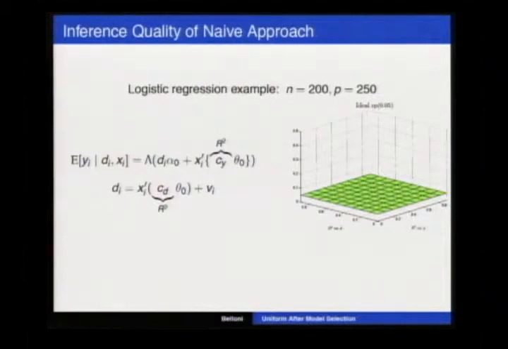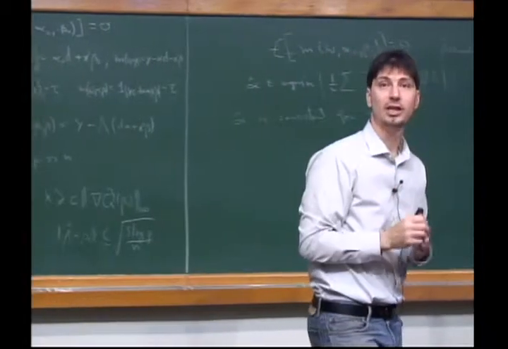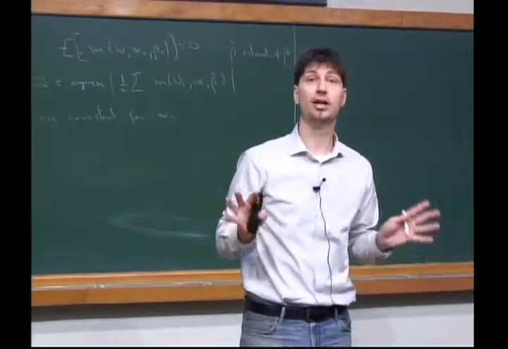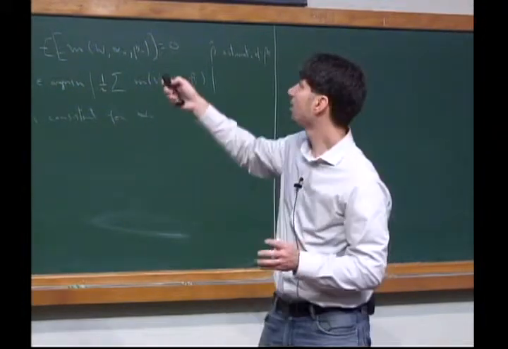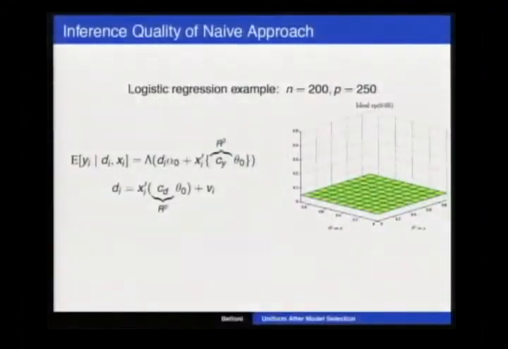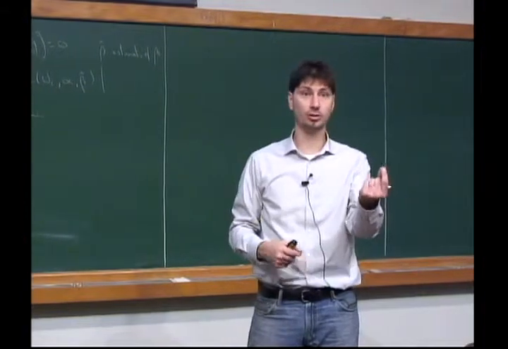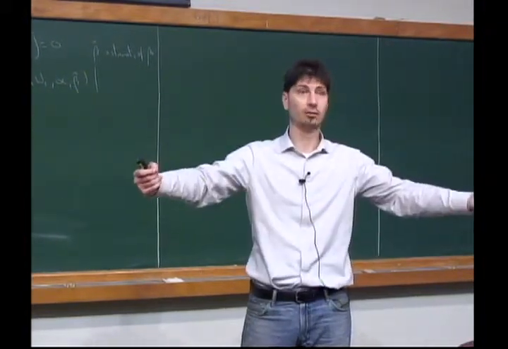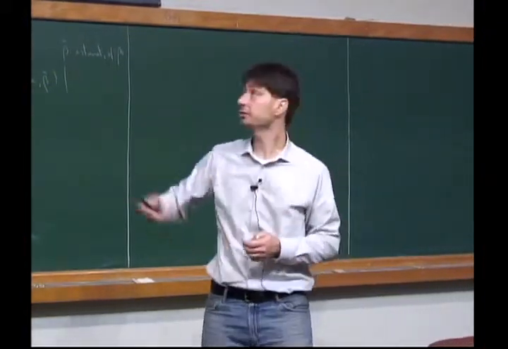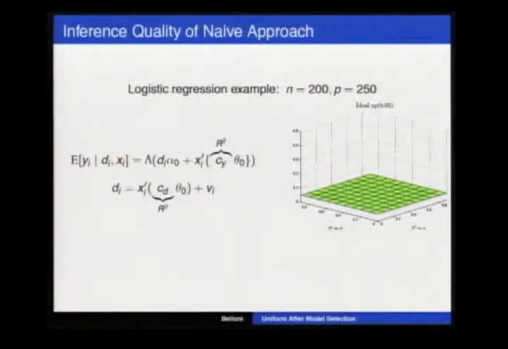Here I'm looking at a two-dimensional set of data generating processes, parameterized by cy and cd, because I want to illustrate uniform properties. If I want to illustrate uniform properties, I cannot look at one data generating process. I need to look at a family of those, and this is a two-dimensional family. And here is the ideal picture for a rejection probability of 5%.